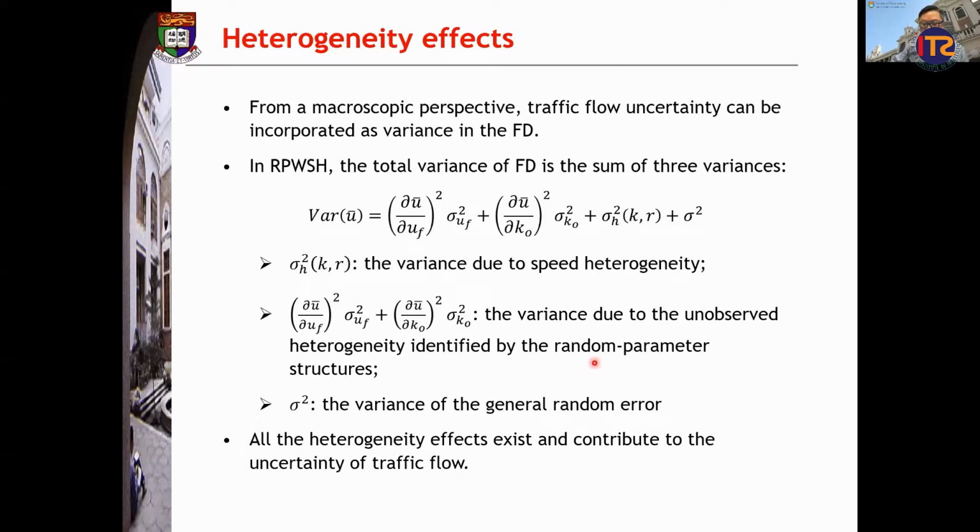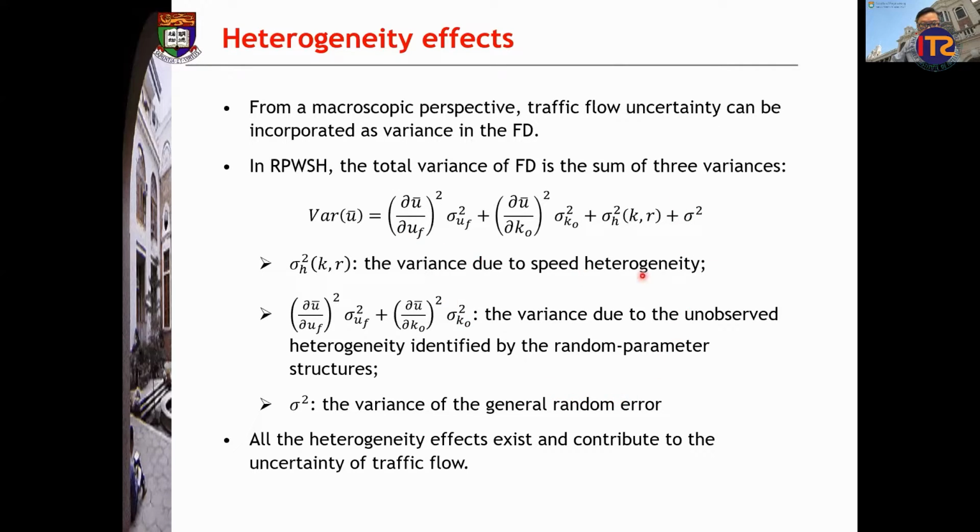Now for the heterogeneity effect, you can see here. There are actually three heterogeneities. One is the general random parameter, which will capture the heterogeneity effect, which is an unobserved heterogeneity effect. And then the second is the implicit speed heterogeneity from data, and then the last term is the error term.